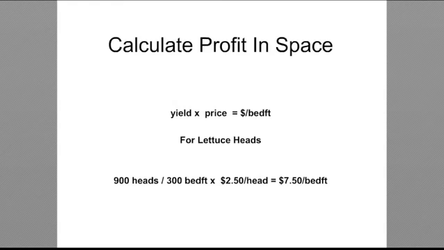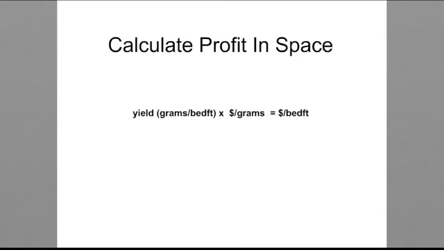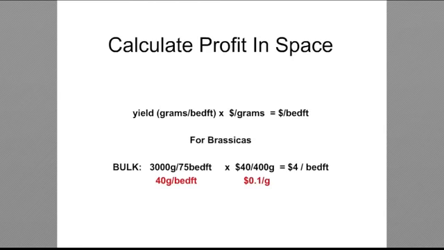So, the chart we were looking at. For seeds, we'll look at the grams that a certain bed foot yields, and we'll multiply by the price. So if we had a Brassica green like Mizuna or arugula, and we were able to harvest 3,000 grams from a 75 bed foot area, that would give us about 40 grams a bed foot.